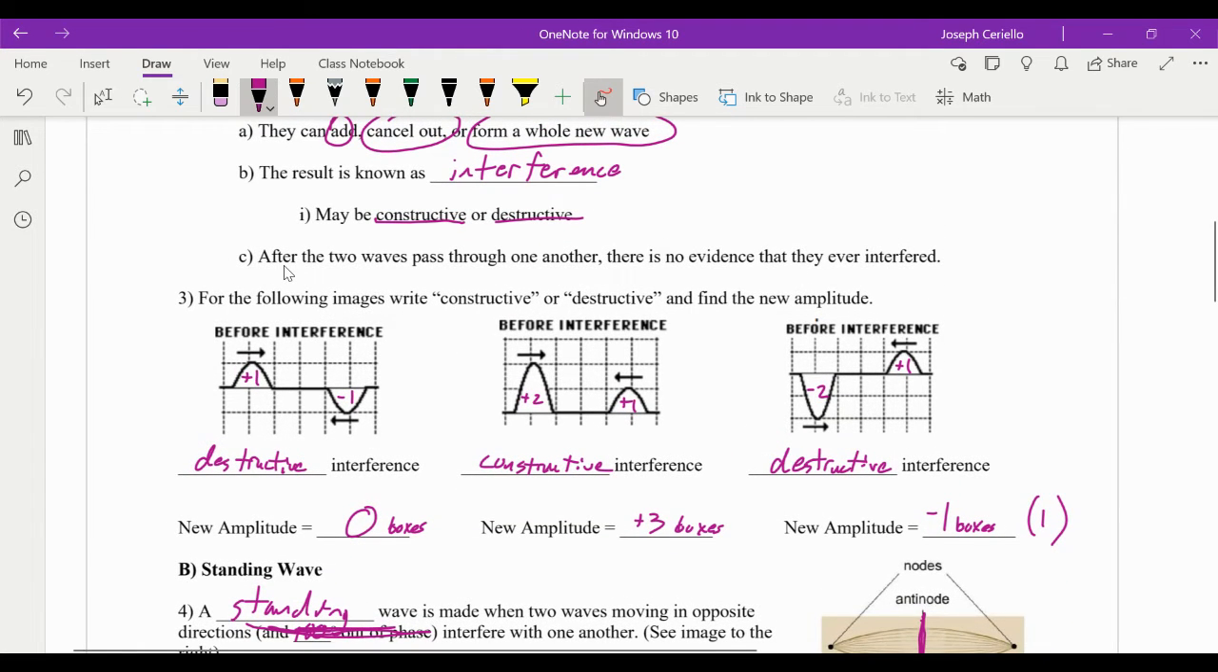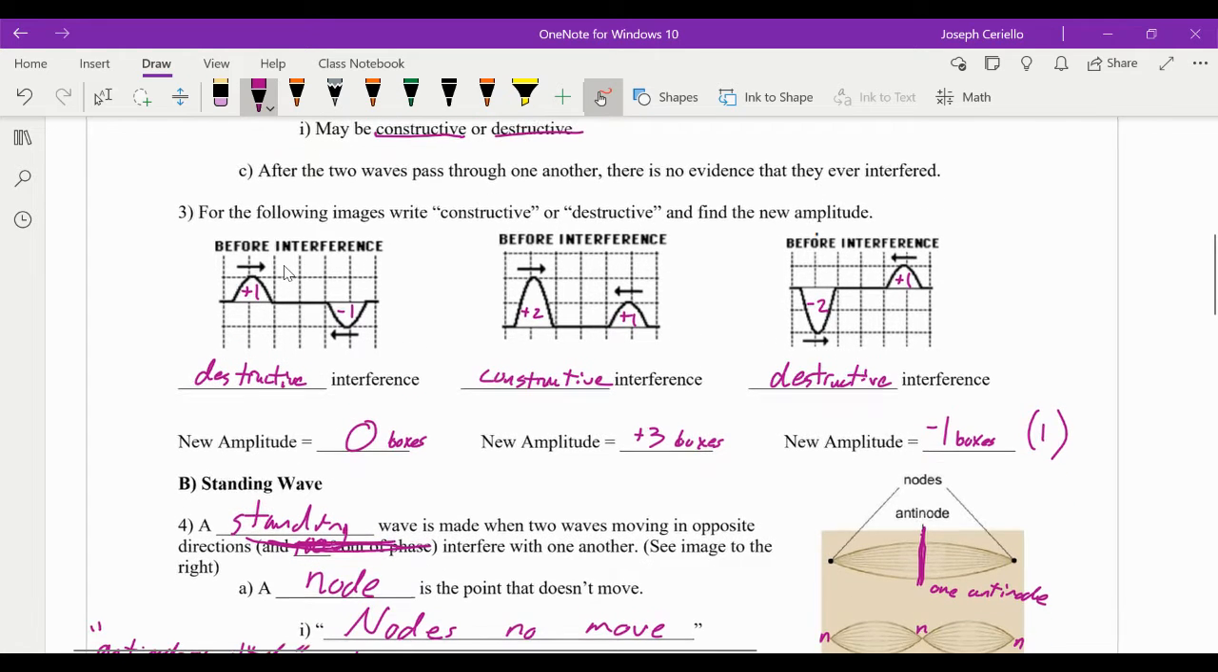And a really important point is that after the two waves interfere with one another, pass through each other, there's no evidence that they ever interfered. They kind of just go right through each other. It's only while they're overlapping where we really talk about that interference, that superposition.